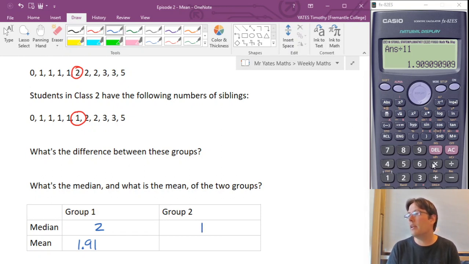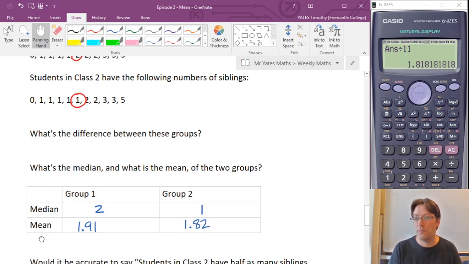But what's our mean? And so that's going to be, and I'll just do that quickly, 1 times 4, because there's 4 ones, plus 2 times 2. Actually, no, there are 5 ones now. That's right, because I changed one of the 2's to a 1. 1 times 5 plus 2 times 2 plus 3 times 2 plus 5. So we've got 20. We divide that by 11. And our mean is 1.82. When we do it to 2 decimal places, it's 1.82.